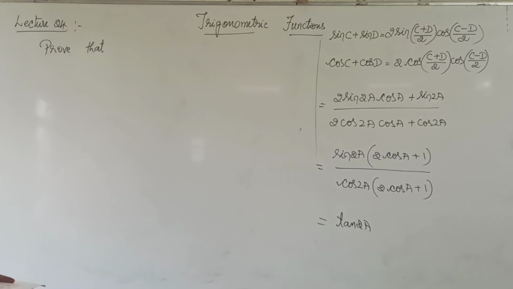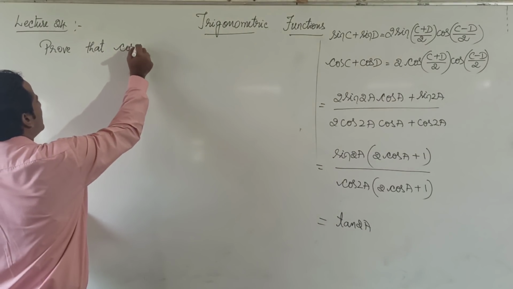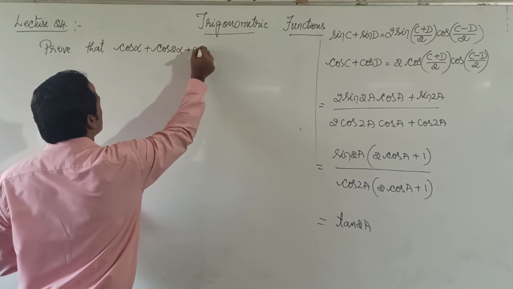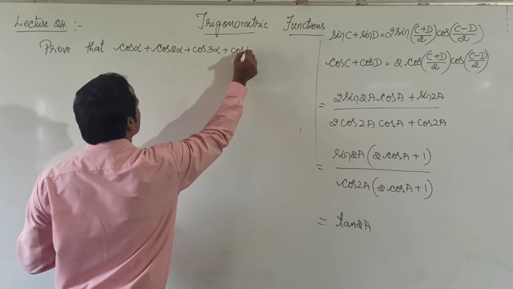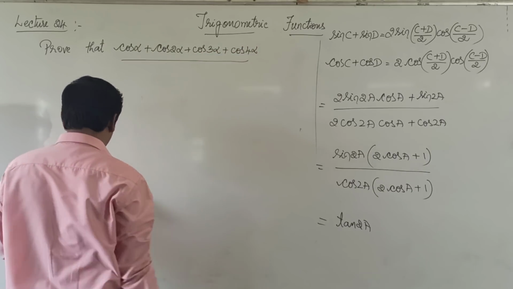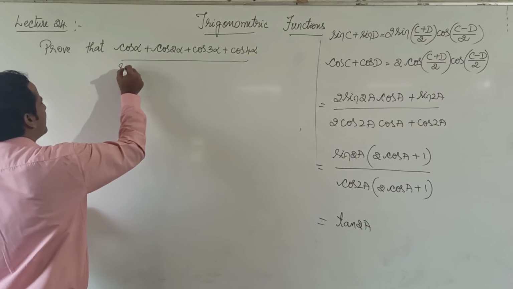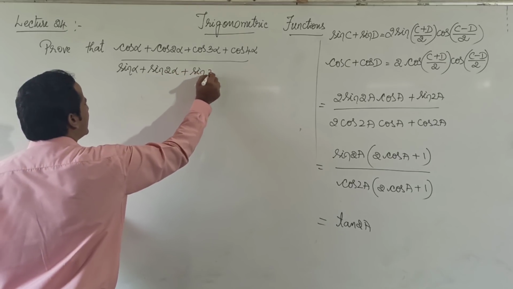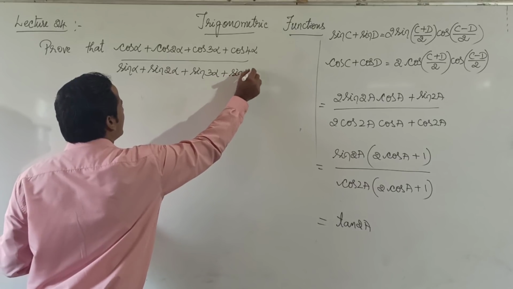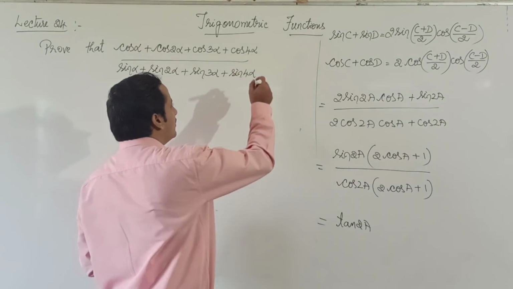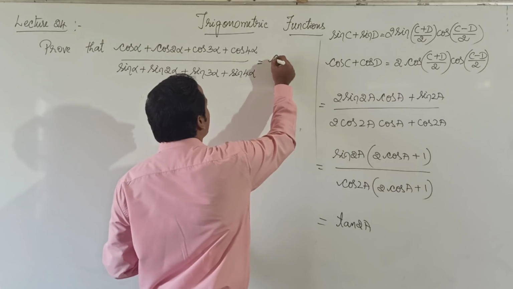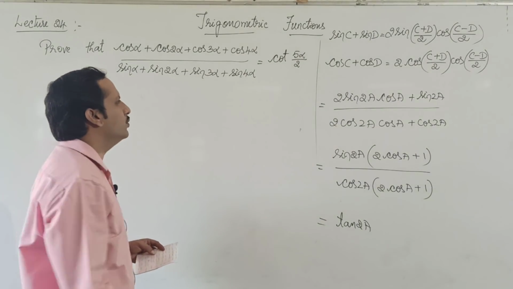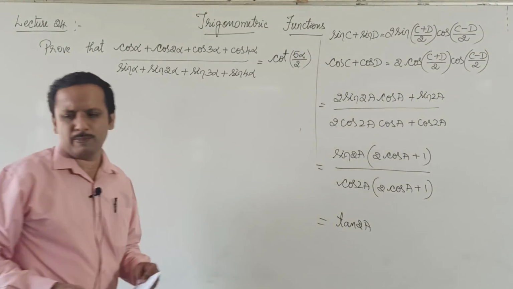Prove that (cos alpha + cos 2 alpha + cos 3 alpha + cos 4 alpha) divided by (sin alpha + sin 2 alpha + sin 3 alpha + sin 4 alpha) is equal to cot 5 alpha by 2. Cot 5 alpha by 2. This is what we have to prove.